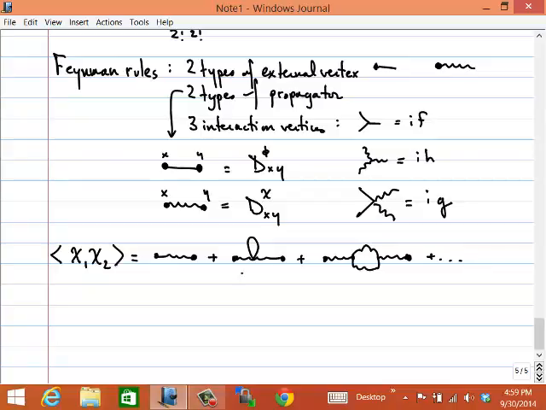Okay. So this guy is of order, what did I call that? Of order G. And this guy will be of order H squared. And then you'll have all sorts of other higher order couplings.